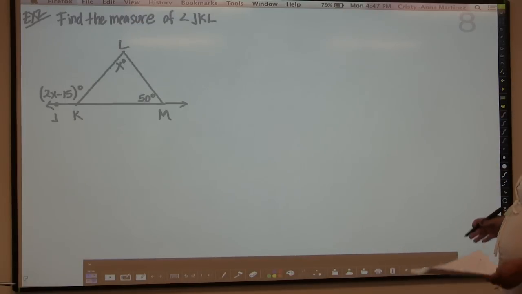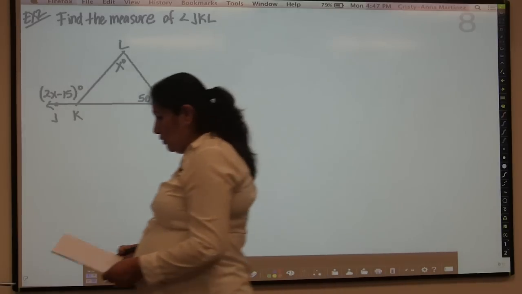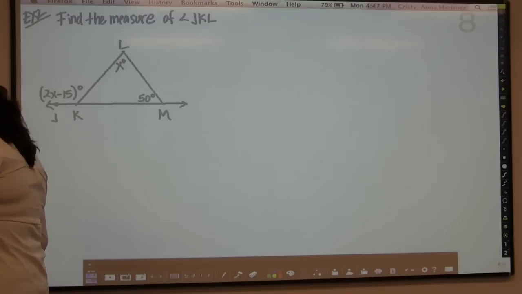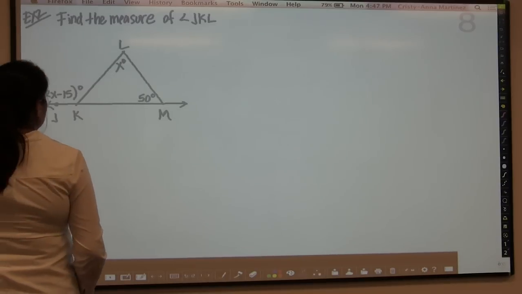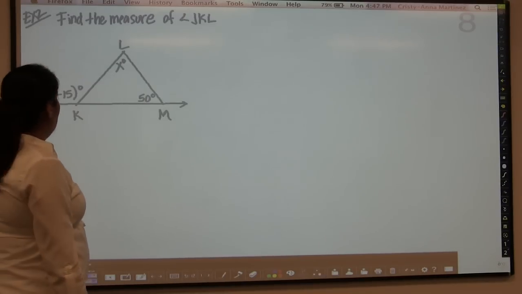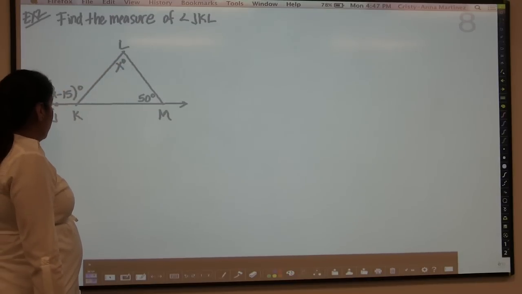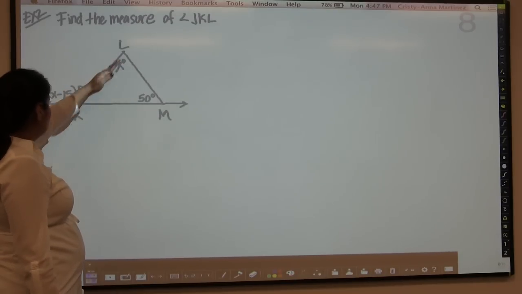And now we will use that theorem in example 2 to practice. Alrighty? So it says here, find the measure of angle JKL. And here's JKL. JKL happens to be an exterior angle. It's got an extension and a side.